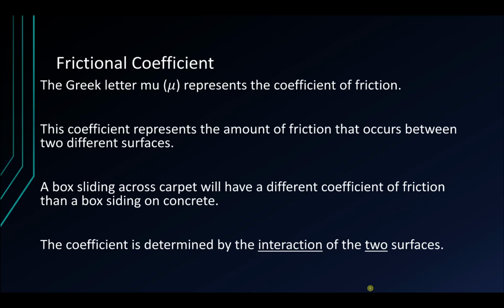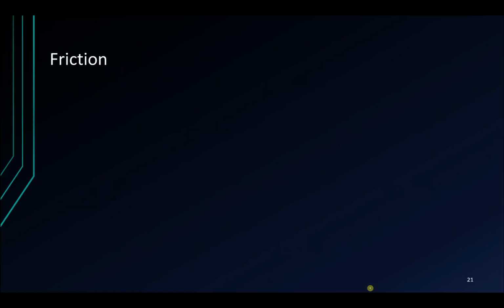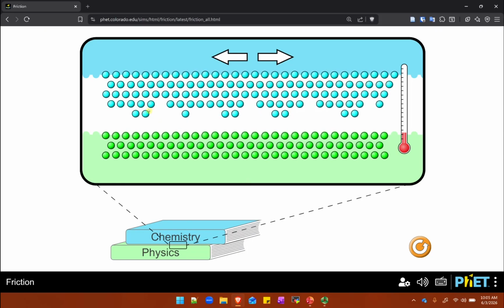So how does this occur? Well, friction is determined by two objects interacting with each other. In this case, we have a physics textbook and a chemistry textbook. Friction actually arises due to the rough atomic surface of objects.